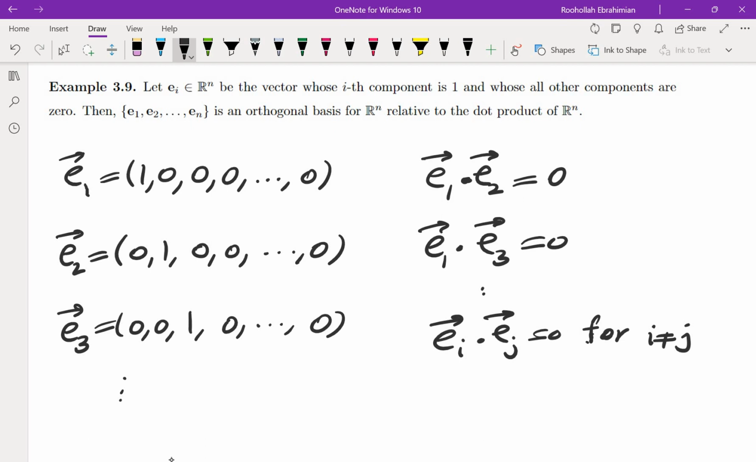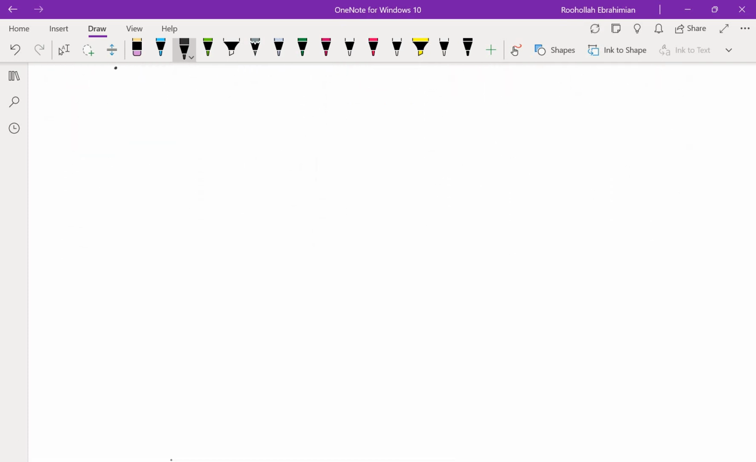So in other words, this is a basis of orthogonal vectors, and this is called an orthogonal basis. What does it mean that it's an orthogonal basis? It means it is a basis in which all of the vectors are orthogonal. So let ei in Rn be the vector whose ith component is 1 and whose other components are all 0. Then the set e1 through en is an orthogonal basis for Rn relative to the dot product of Rn. This is an interesting and very important basis for Rn, as you hopefully have a sense of, at least in R2 and R3. We will talk more about this in the next video.